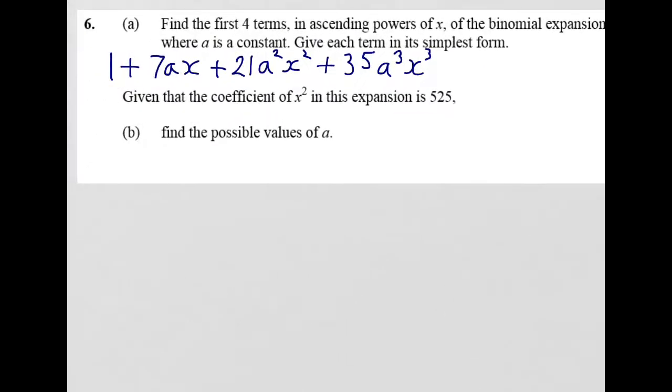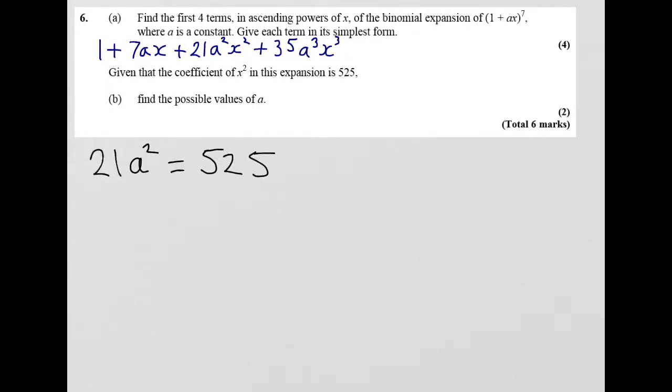Okay, so you should be able to get the result 1 plus 7ax plus 21a squared x squared plus 35a cubed x cubed. Okay, so we are told that the coefficient of x squared is 525, so that's talking about this coefficient here. So the coefficient of x squared is 21a squared. We're told that the coefficient is equal to 525, so that has to equal 525. So we could divide each side by 21 and find that a squared is going to be 525 over 21, which is the same as 25.